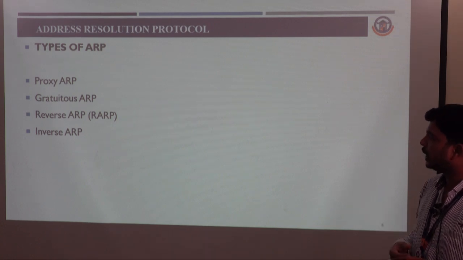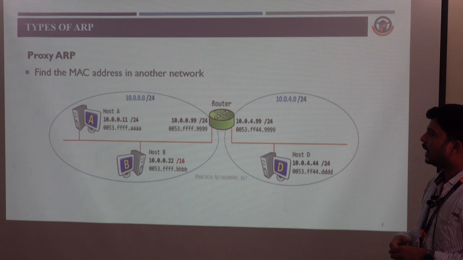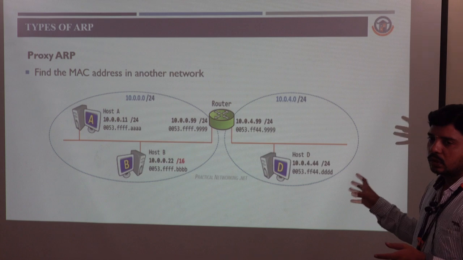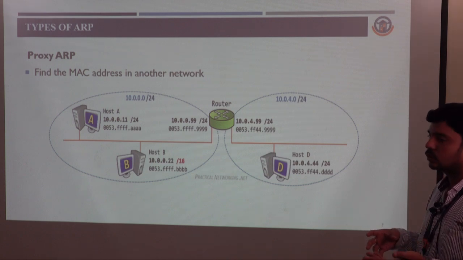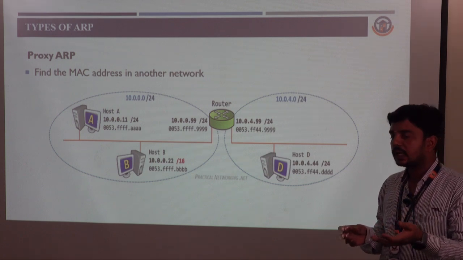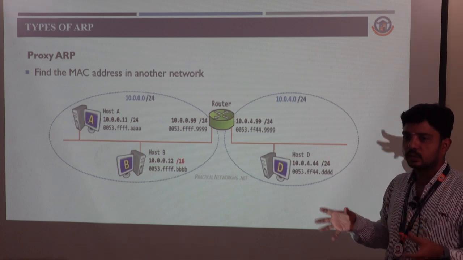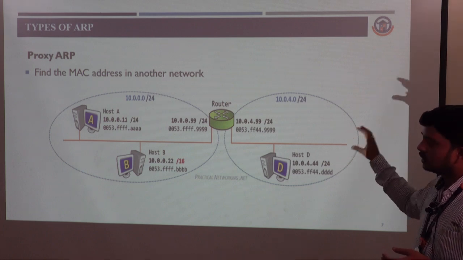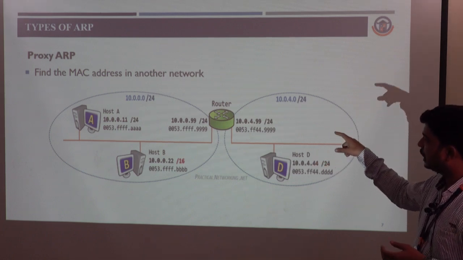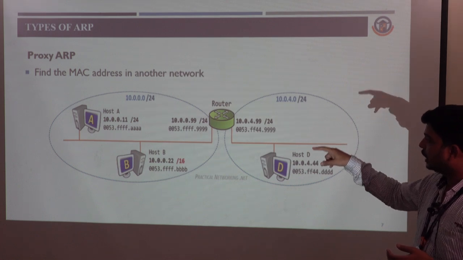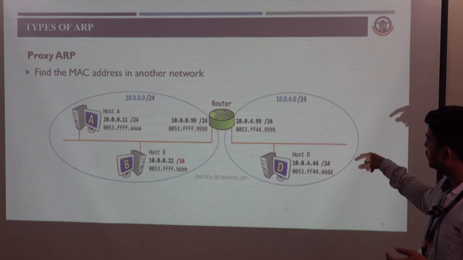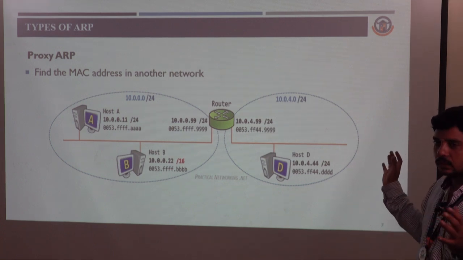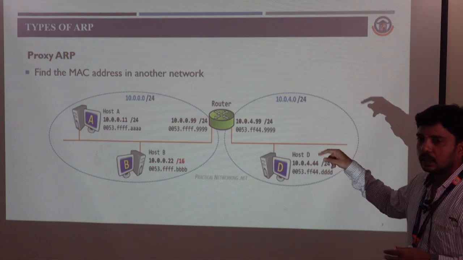The first one is proxy ARP. Proxy ARP is also used to find out the MAC address across 2 different types of network. In ARP, address resolution protocol, we find the MAC address with the help of the IP address within the network. In proxy ARP, we are also going to find the MAC address across 2 different networks. The first is a different network that is connected in a common switch. The second is another network which is connected to different networks. Those 2 networks are commonly connected by a router.